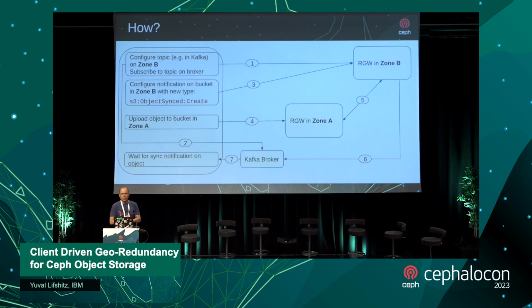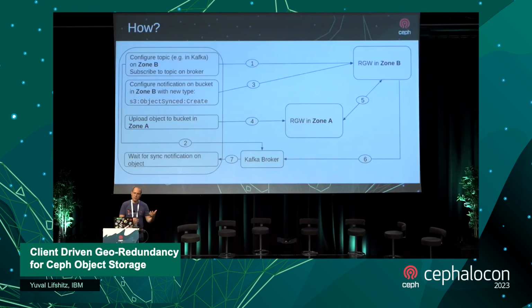So how do we do that? Well, the main idea is to have a very simple addition to the Redis Gateway. What we're adding to the Redis Gateway is a new type of bucket notifications. And this is a specific notification to let you know when an object is safely synced to a zone. And by sending out those notifications to whatever mechanism that you have for notification, it could be Kafka, AMQP, other mechanisms, then you have the information and you can act upon this information.